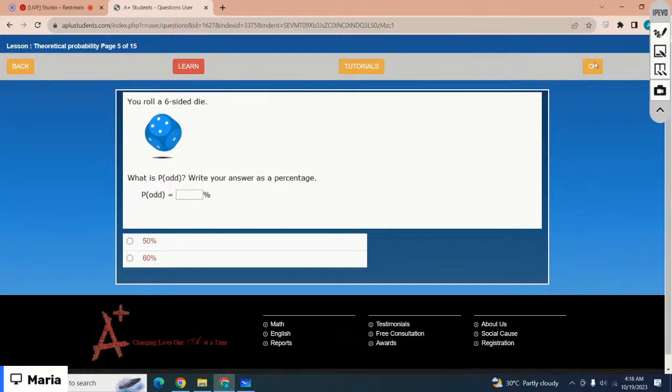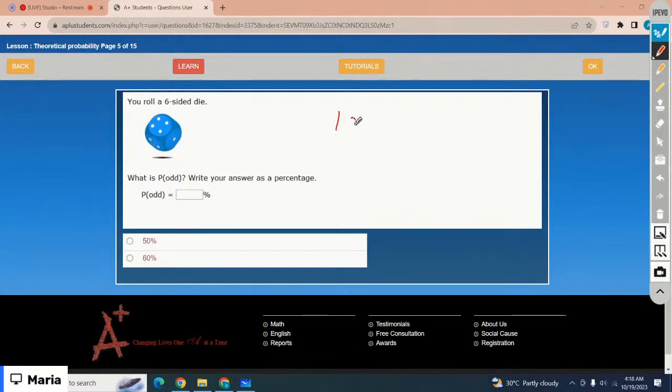You roll a six-sided die. What is the probability of odd? Which is the correct option? When you roll a six-sided die, you have six numbers on the die, right? They are 1, 2, 3, 4, 5, and 6. The odd numbers are 2, 4, and 6. Three of the numbers are odd out of the 6. Three are odd, three are even. That means 50% of the numbers are odd and 50% of the numbers are even. The correct option is 50%.